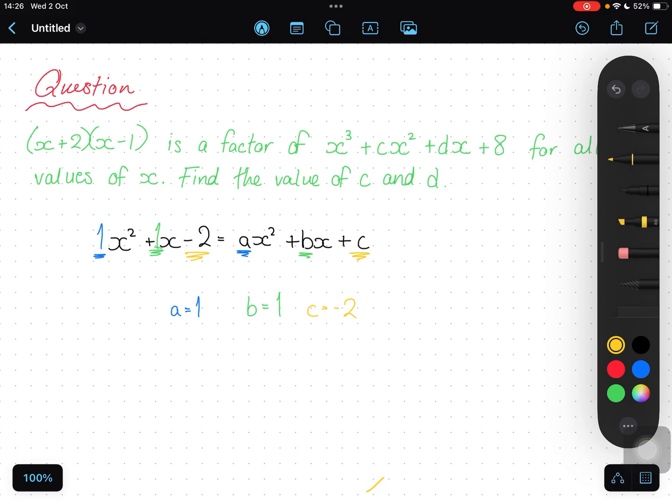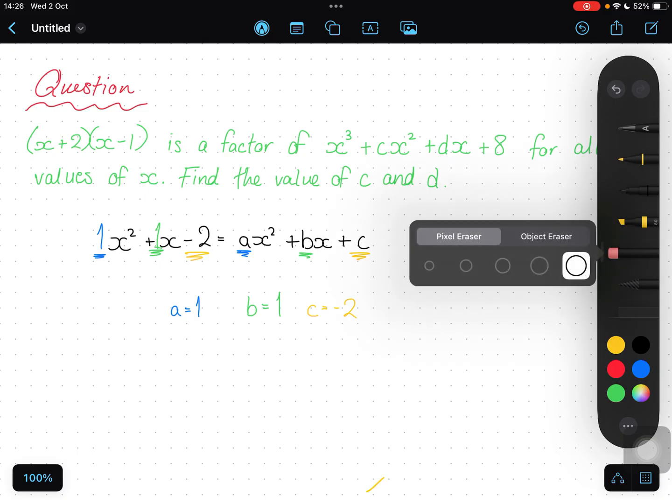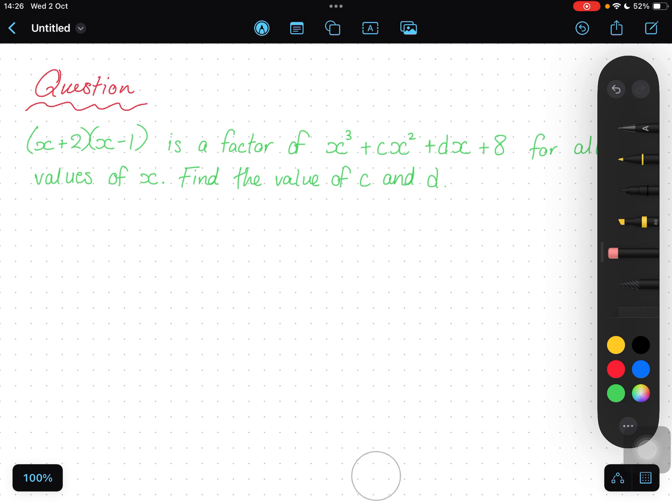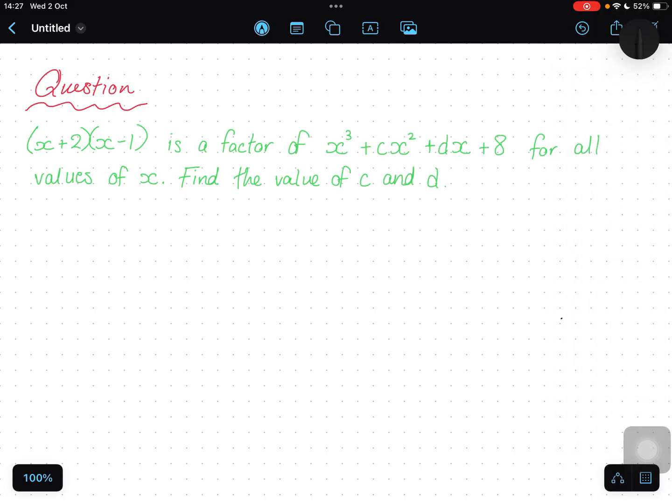Okay, in the case that they have given me in this question, they just didn't give it to me where it looks super nice, okay, but they did give me something like that. So they said x plus 2 times x minus 1 is a factor of the expression x cubed plus cx squared plus dx plus 8 for all values of x. They want me to find the value of c and of d.